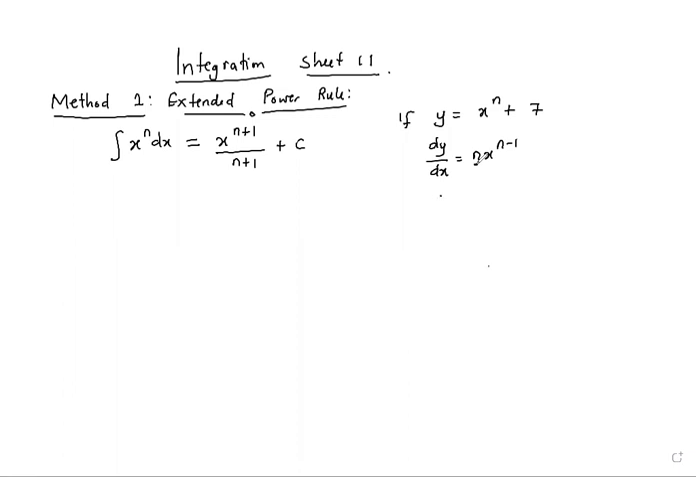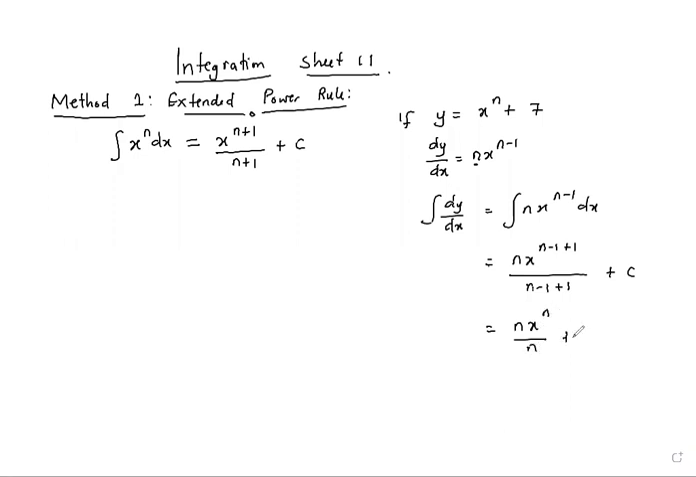So if they ask me to integrate this dy dx, you integrate n x to the power n minus 1 dx. So how do you integrate? Using this rule, you have x to the power n minus 1, you add a 1 and then divide by n minus 1 plus 1. And then you add a constant. So we have n x to the power n over n plus c. So these n's can cancel, and so you get x to the power n plus c.